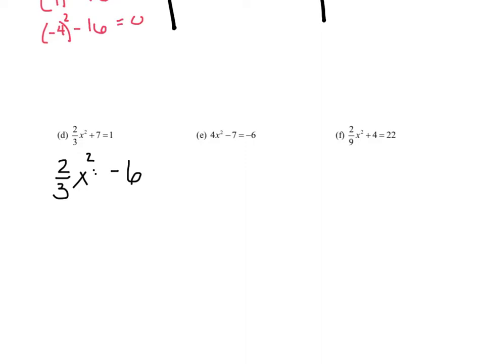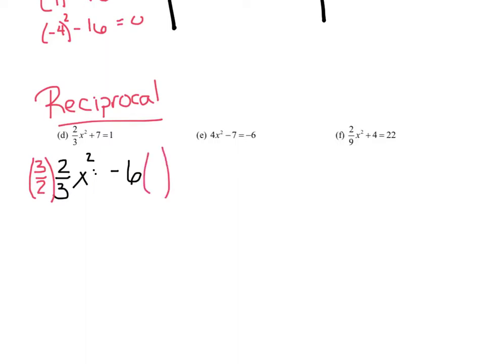All right, now watch this trick if you're not familiar with it. If you want to get rid of a fraction, you just simply multiply by the reciprocal. The reciprocal of 2 over 3 is 3 over 2. You see, reciprocal. Let's make sure we're familiar with that word. And I'll do the same thing on this side. Multiply by 3 over 2.